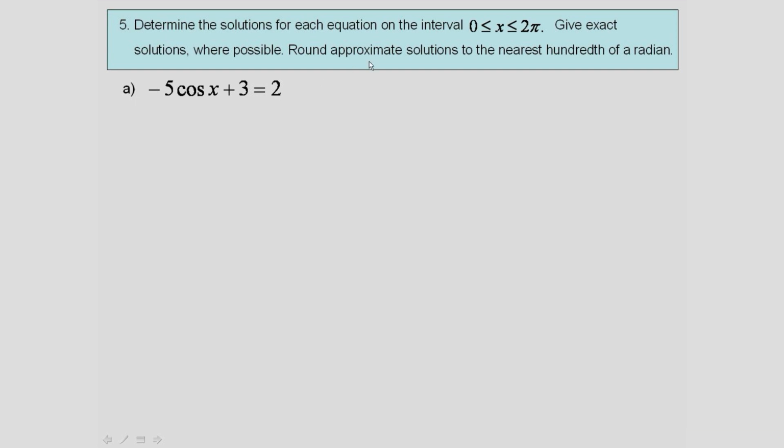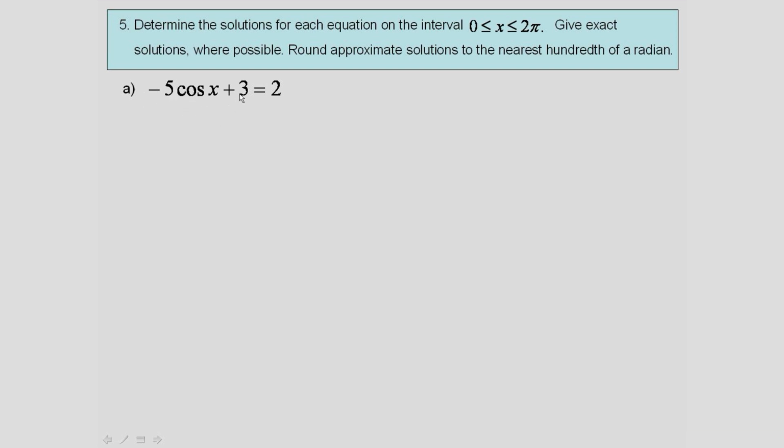All right, first thing to notice is we are working with a restricted domain. We are only interested in x values that lie between 0 and 2 pi. So if you get any answers outside of that domain, you can ignore them or discard them. We don't need them.